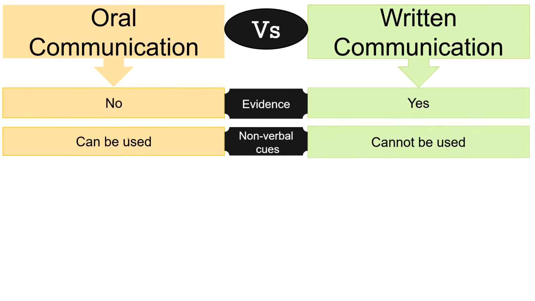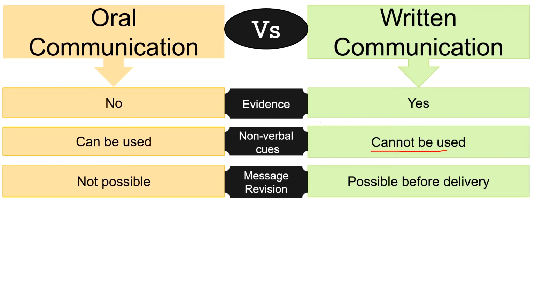Non-verbal cues. In case of oral communication, non-verbal cues like gestures, postures, body language, eye contact, etc. can be used along with the message for effective transmission and interpretation. But in case of written communication, non-verbal cues cannot be used because it is a kind of passive communication between the participants.